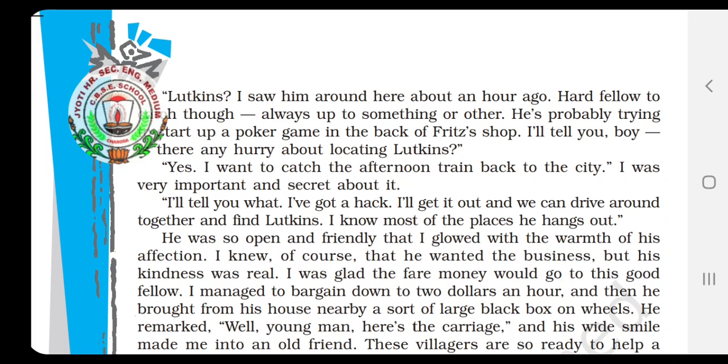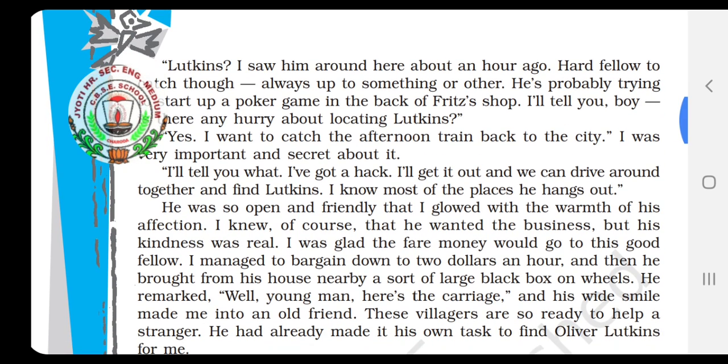It was very important and secret." So the narrator agreed that he really had to go back by his afternoon train to the city, and it's a very important and secret work to find that person. "I will tell you what, I have got a hack. I will get it out and we can drive around together and find Lutkins. I know most of the places he hangs out."